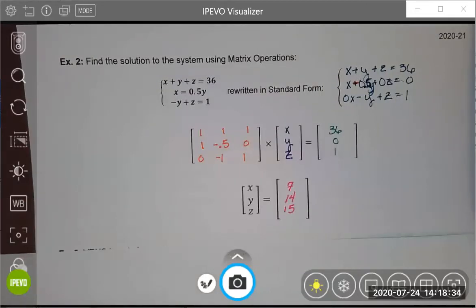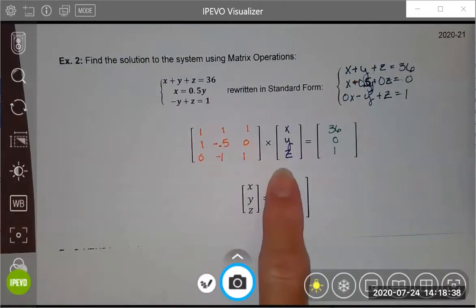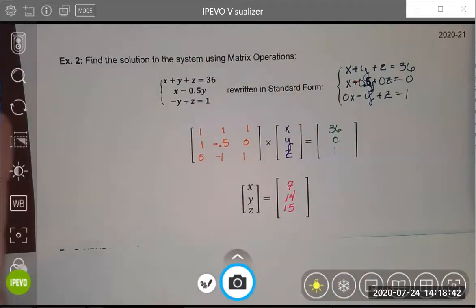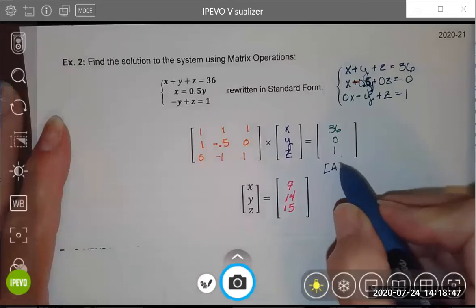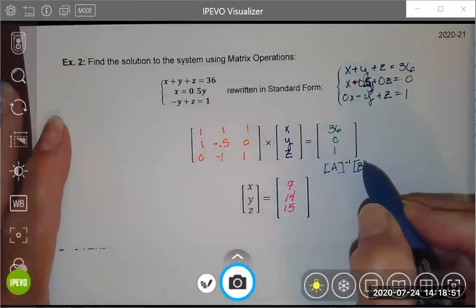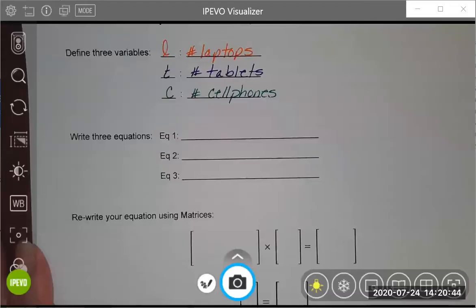All right, here's what I came up with. This is my coefficient matrix, my variable matrix, and my constant matrix. And when I multiply, and I'll even write it out, I multiplied the inverse of A, or whatever you name your matrix, times my second matrix, and that's where I came up with x is 7, y is 14, and z is 15. Let's see if we can solve an application problem using these.